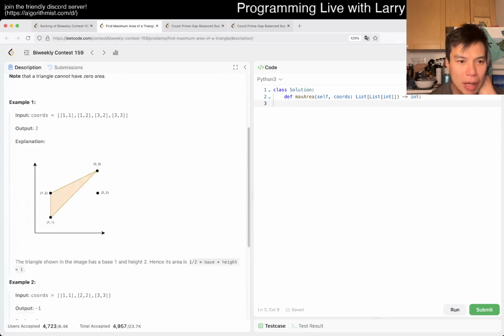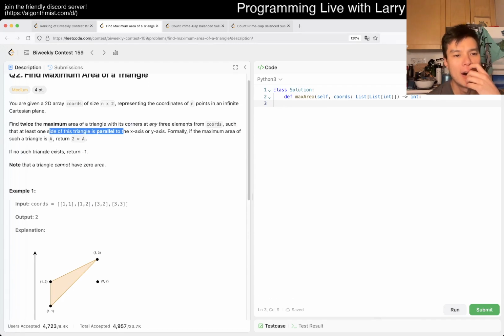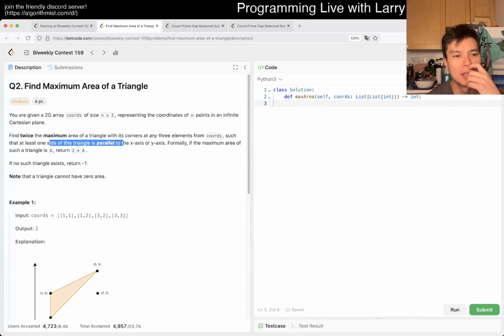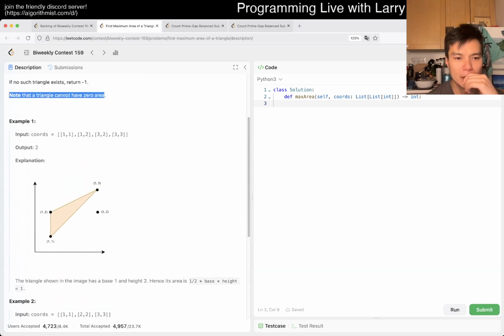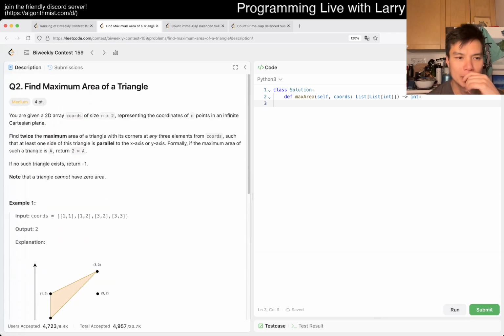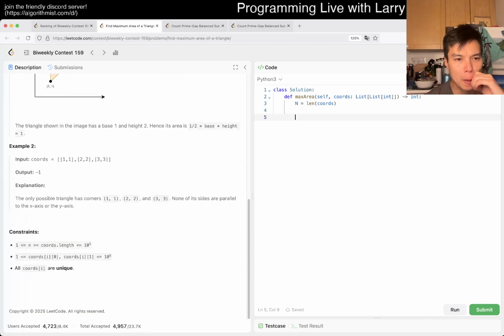Oh, it has to be parallel. At least one of the sides is parallel, huh? And no zero area. Okay. That makes it interesting, the parallel part.